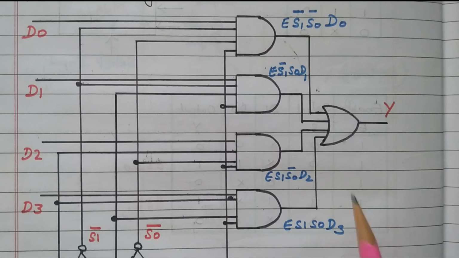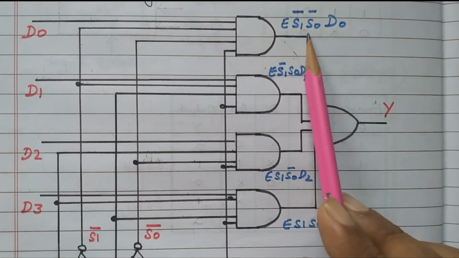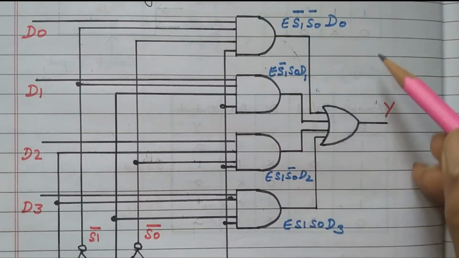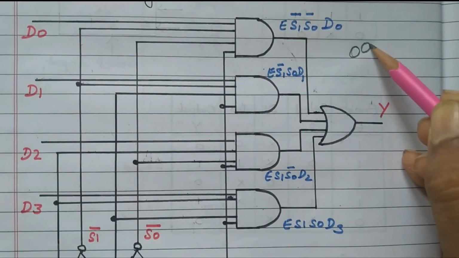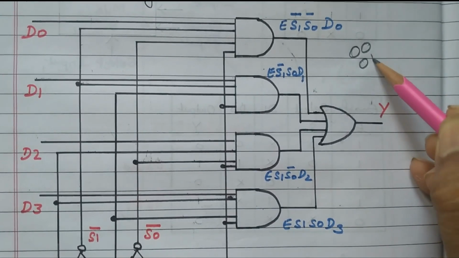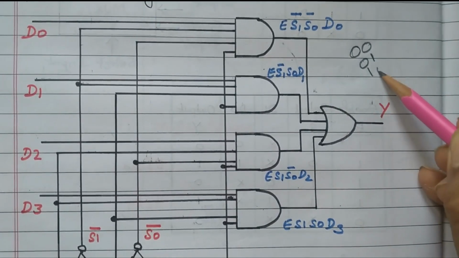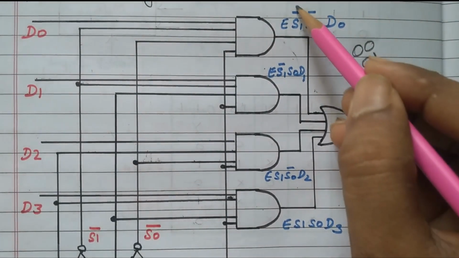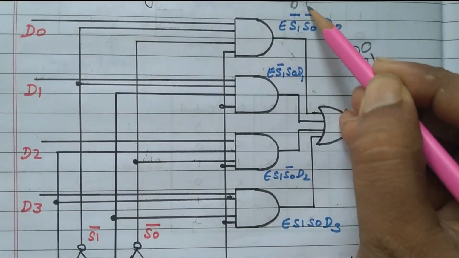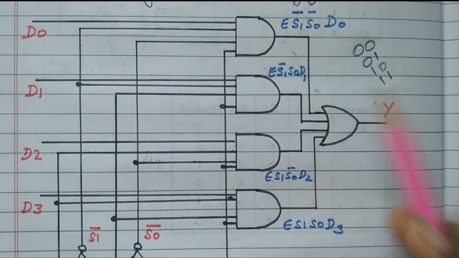Now we'll see what will happen if it is 0 0, if it is 0 1, right. So already discussed, there are 4 selection lines, so 0 0, 0 1, 1 0, 1 1, there are 4 combinations, right. First we will see 0 0. If S1 is 0 and S0 is also 0, what will happen here?